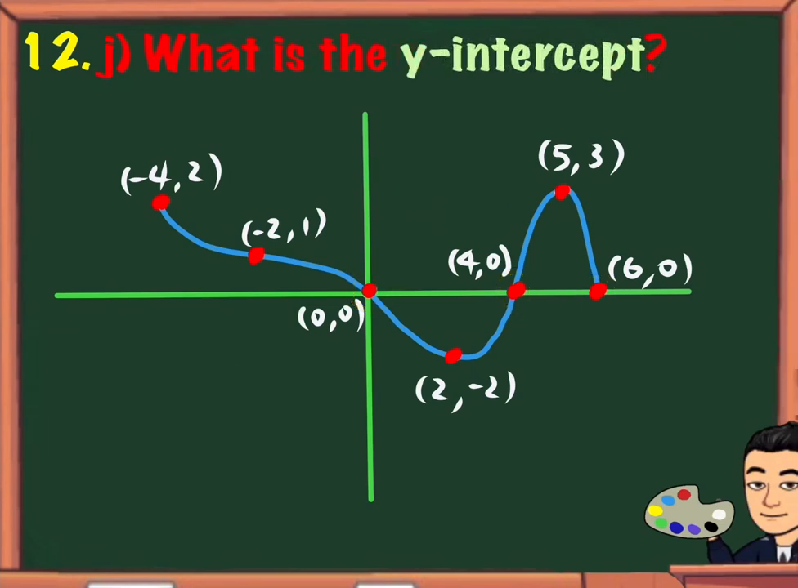So letter J, what is the y-intercept? This is the only y-intercept we see. So you can say y equals 0, or you express it in coordinates, that will be (0, 0).